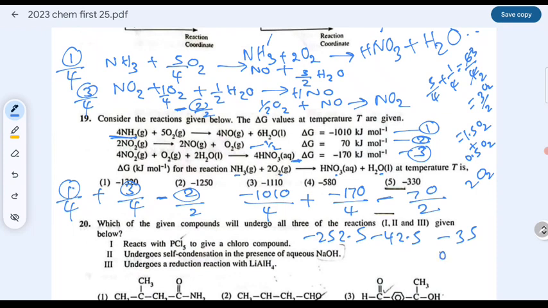So that is minus 330 kilojoules per mole. So the answer is 5. Answer is 5 for the 19th question.